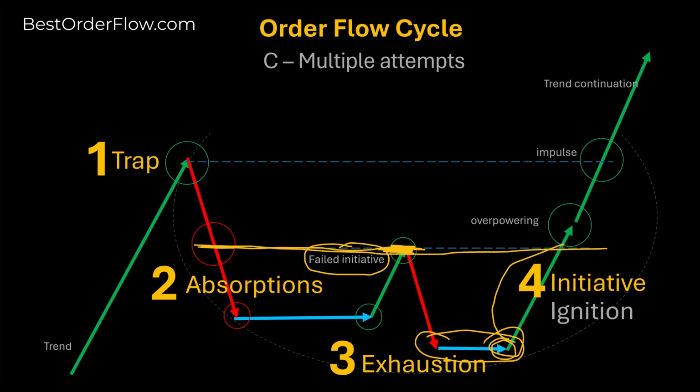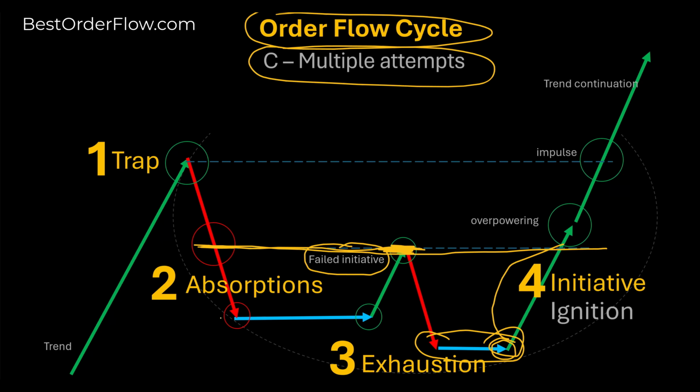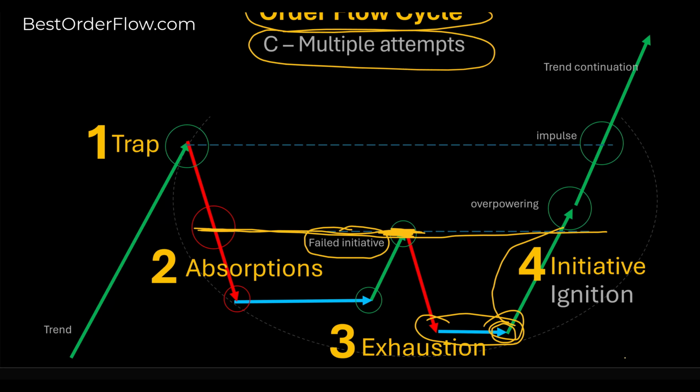There can be a bunch of variations of this order flow cycle, with multiple attempts rather than just one. None of these cycles repeat verbatim, but you will easily see variations of it.